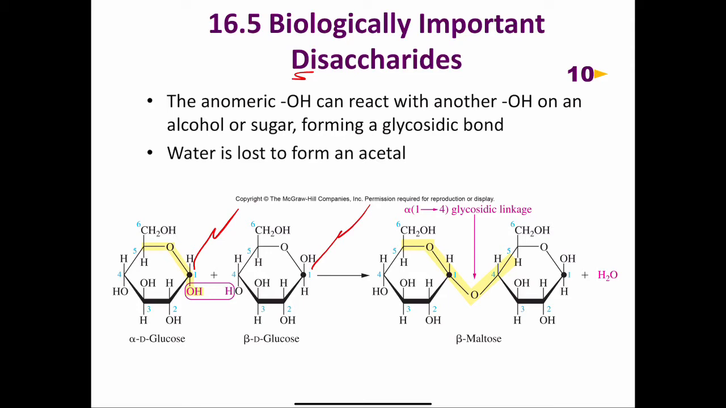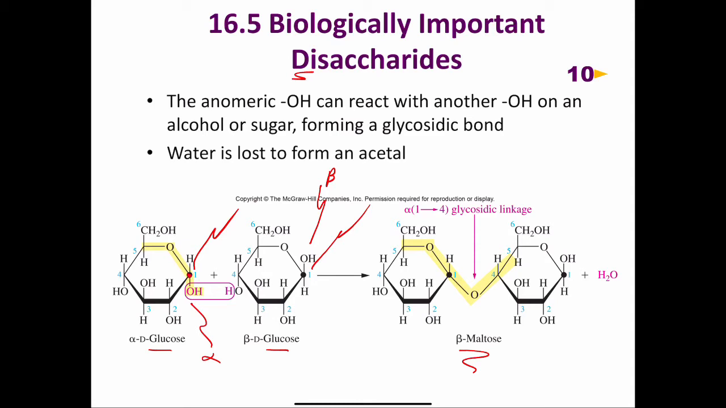If you take a look at what's going on here, we're making this disaccharide called beta maltose. Maltose is a disaccharide you have to be aware of. You have to know that it's made from two molecules of glucose. Here they're showing alpha D-glucose, and we know it's alpha because the hydroxyl on the anomeric carbon is pointing down. And then we have beta D-glucose over here, and we know this one is beta because the hydroxyl is pointing up.